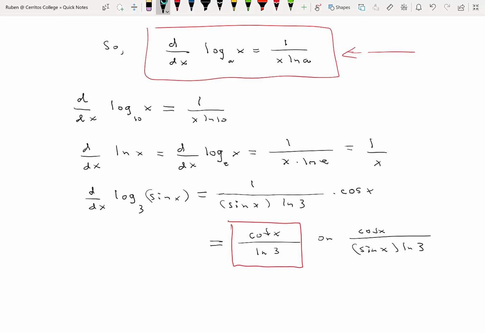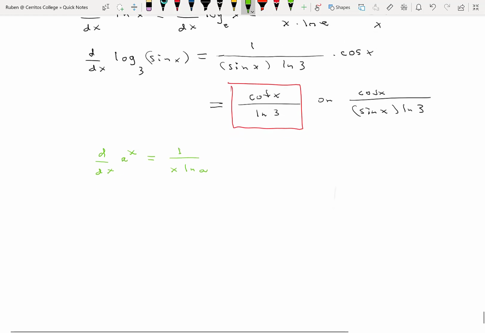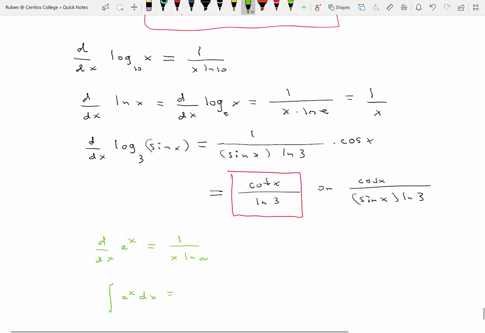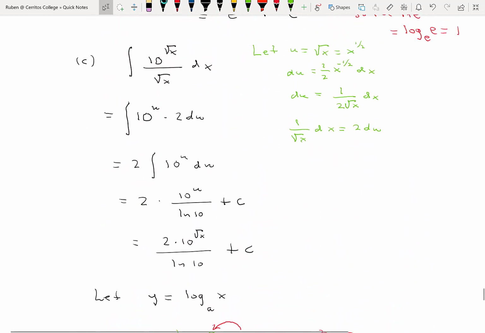Alrighty. So just to recap, there aren't that many formulas in this section. This is a really, really short section. The main formulas for this section are the derivative with respect to x of a to the x, which is 1 over x times the natural log of a. The antiderivative, most general antiderivative of a to the x, which is a to the x. Wait a second. Make sure I wrote it right above. Sorry, folks.